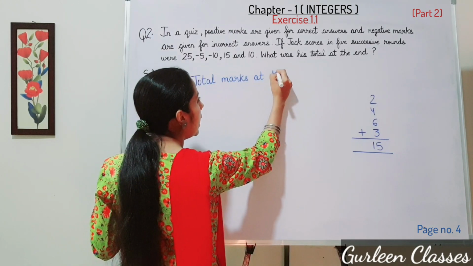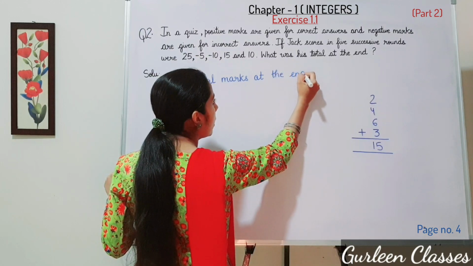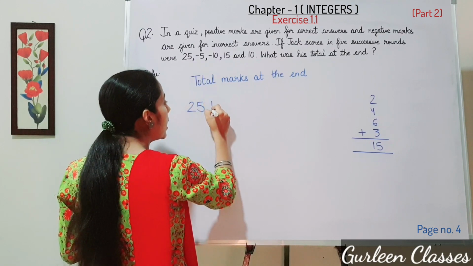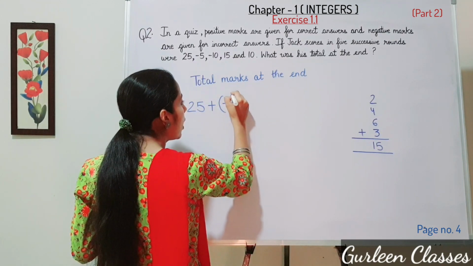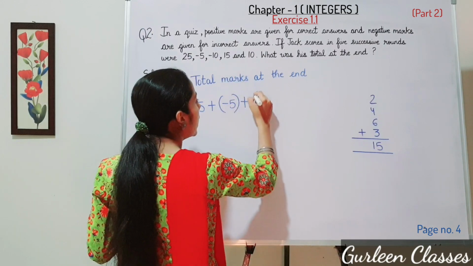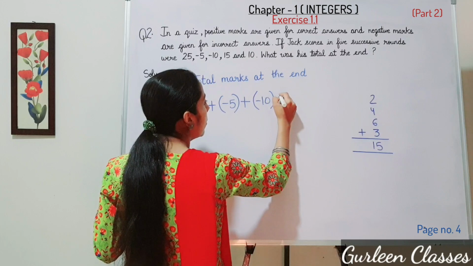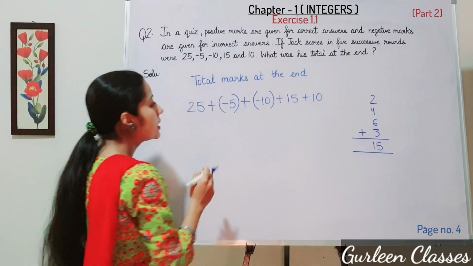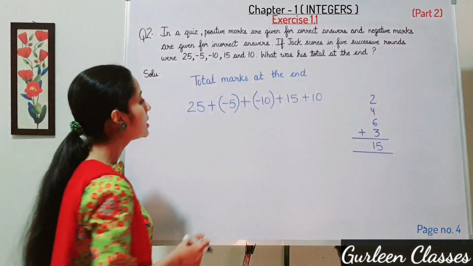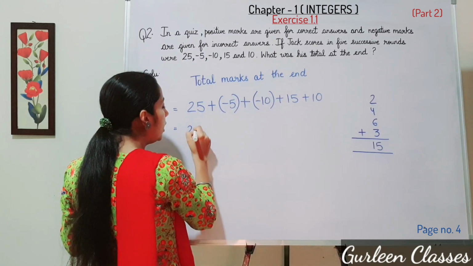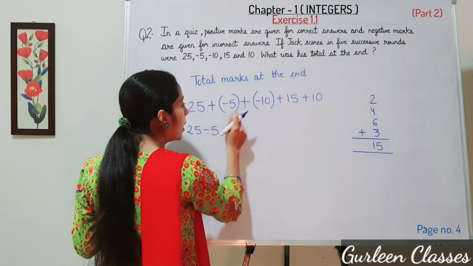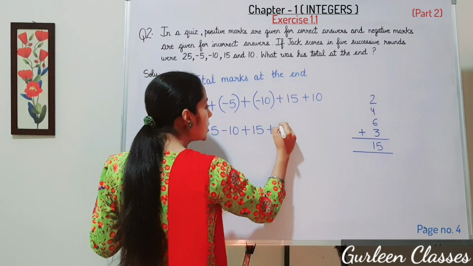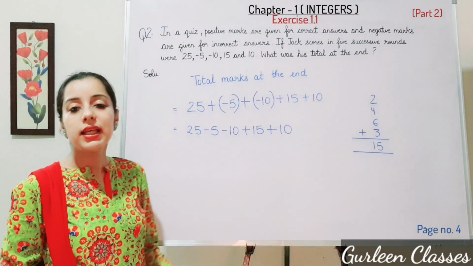at the end. So, total marks at the end, the first number is 25 plus -5 plus -10 plus 15 plus 10. Next step is open the brackets. Plus minus is minus. So right here 25 minus 5 minus 10 plus 15 plus 10. First we will add the positive numbers.